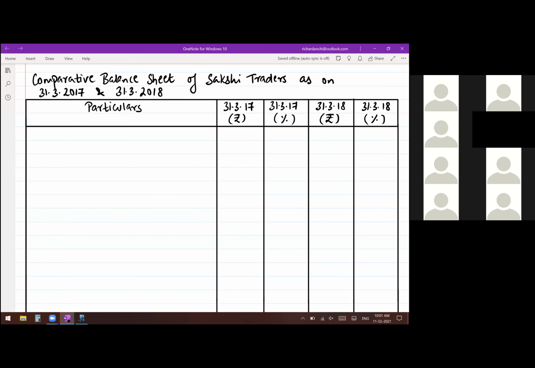The liability side on top, sources of funds. Then under that, there are two heads. The first one, shareholders funds. Below that, share capital, which is of two types in this question, equity and preference. So below share capital, write down equity share capital.